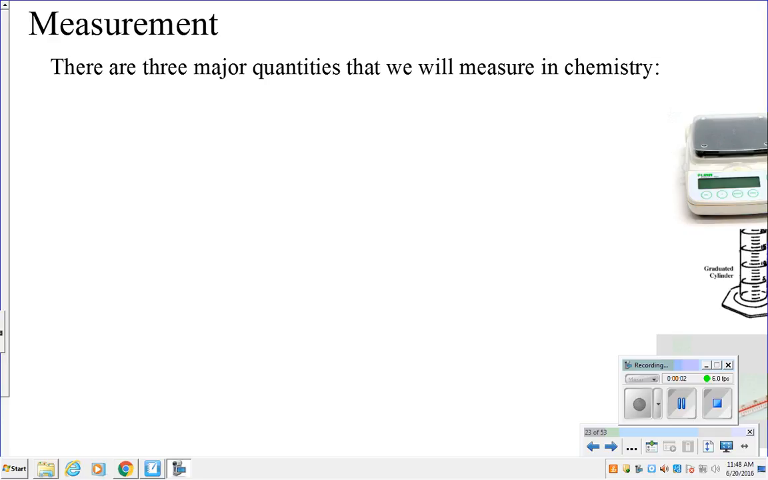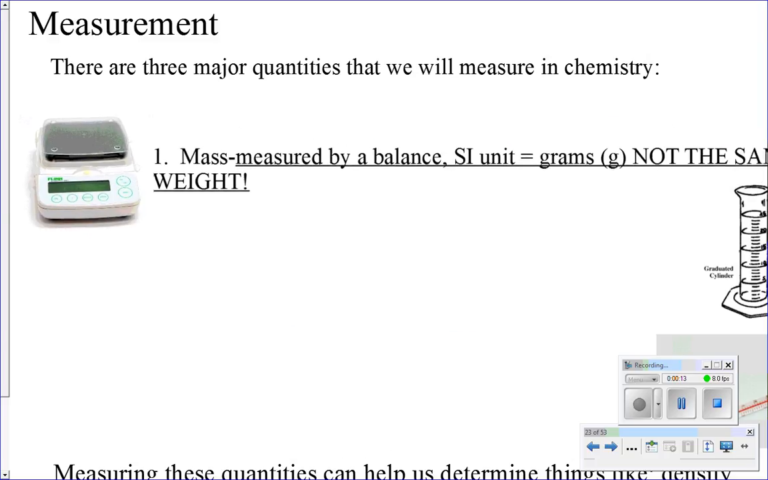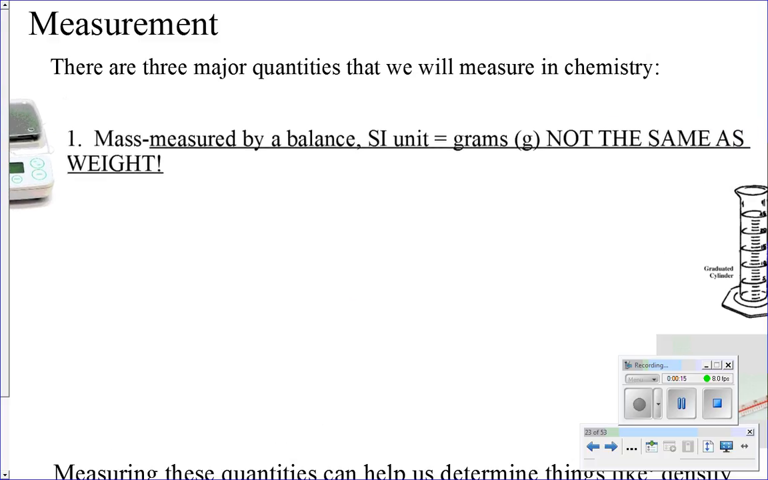Today we're going to cover measurement very briefly, and we're mostly going to focus on significant figures. Measurement will cover quite a lot in the lab, so just some basics to understand going forward. When we want to measure mass, which is something we're going to be measuring very frequently, we use a balance. Very often you might have used a triple beam balance or even an electronic balance. Our international system for this that scientists use all around the world is the gram.